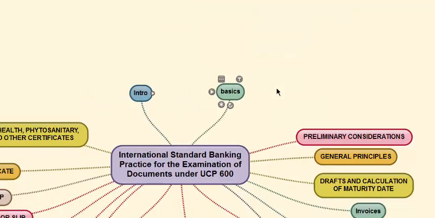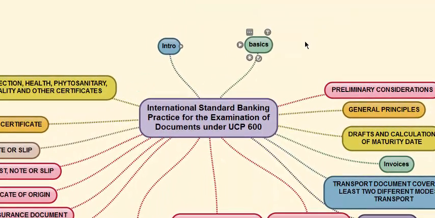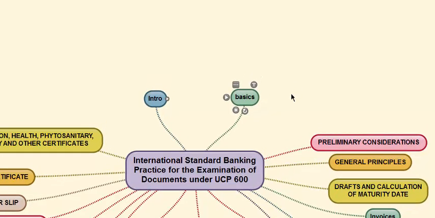This is just an introductory video on international standard banking practices, and we shall look at other videos for detailed discussions on the various explanations and interpretations given in ISBP on the UCP articles. ISBP earlier used to run up to 175 paragraphs, now it is A to Q. It will take 5-6 videos for us to cover the subject.